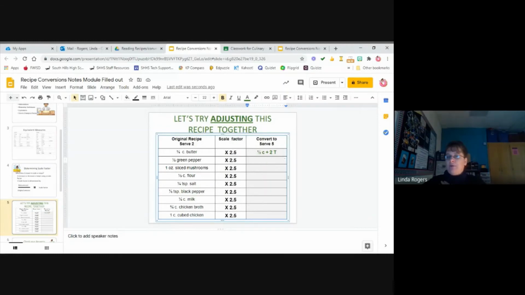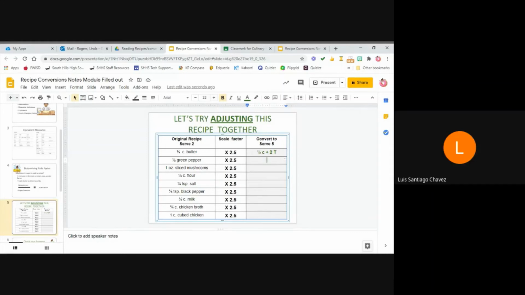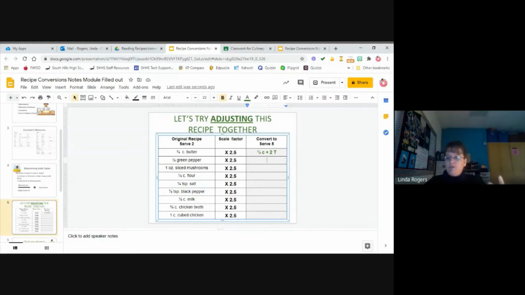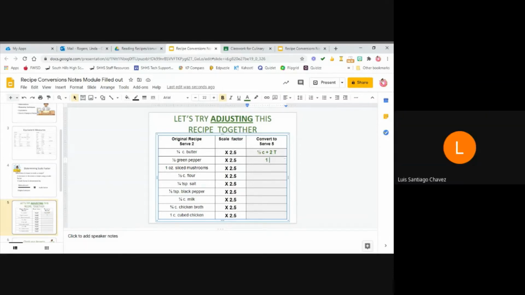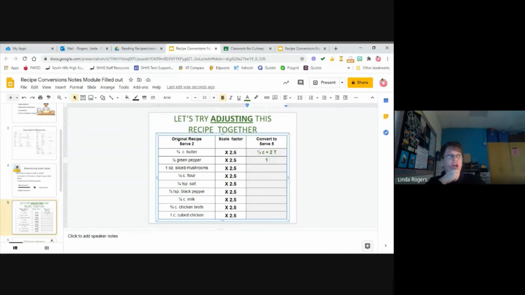1/2 a green pepper. So what's 1/2 and 1/2? 1/2 and 1/2 is what? Is 1. So we've got 1 green pepper. And then what's 1/2 of a 1/2? That's a quarter. Would be 1/4, right? So we would have 1 1/4 green pepper. Does everybody see how we're doing that?